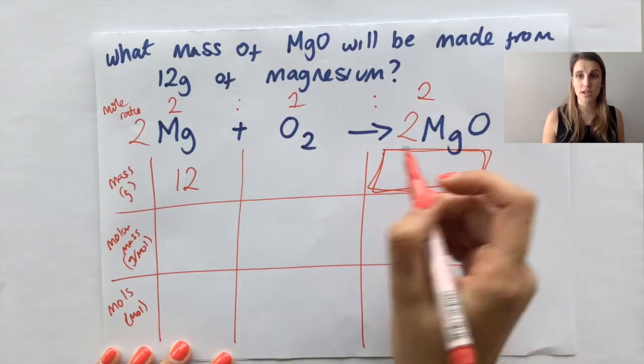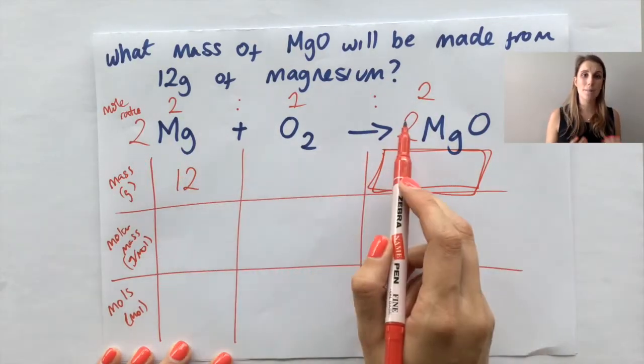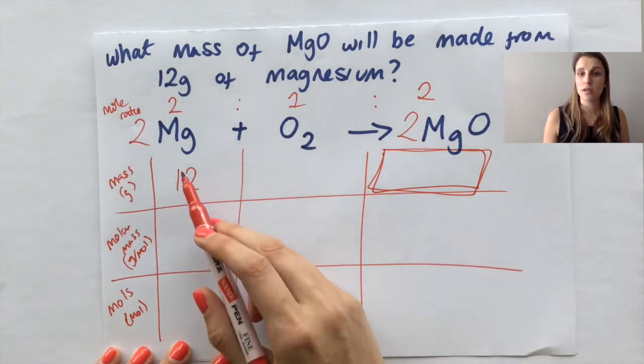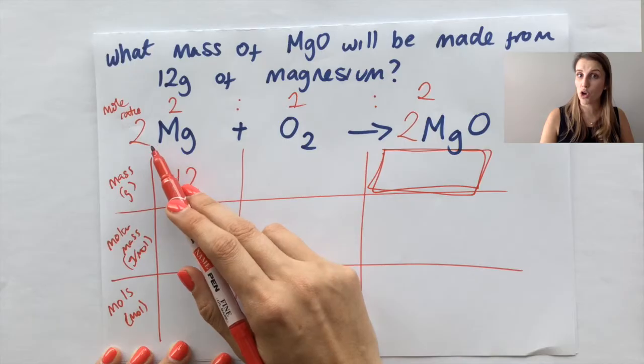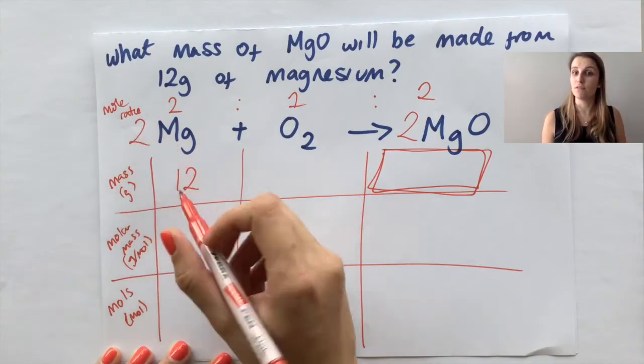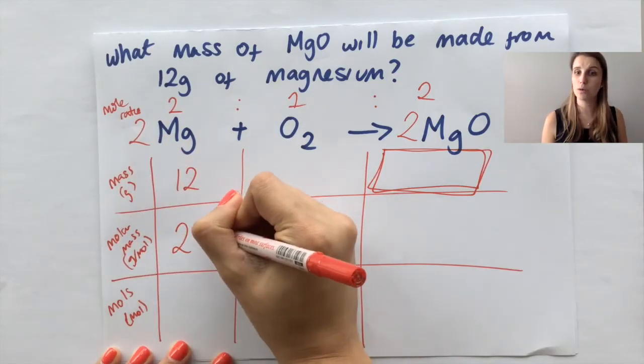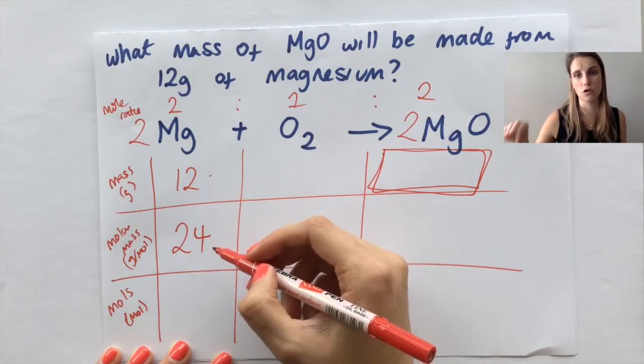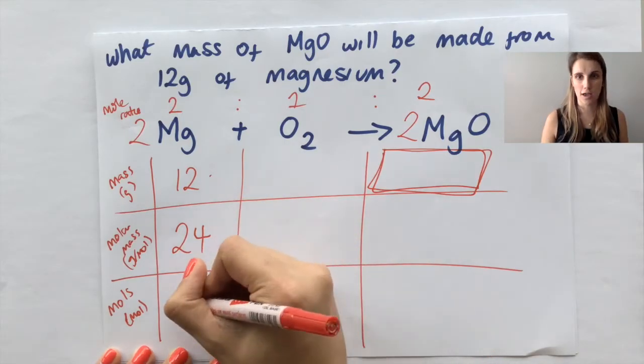So the first thing that we need to do is work out exactly how many moles of magnesium I've actually got. So the molar mass of magnesium on your periodic table you'll find is 24. So moles equals mass divided by molar mass. So 12 divided by 24 gives you 0.5.